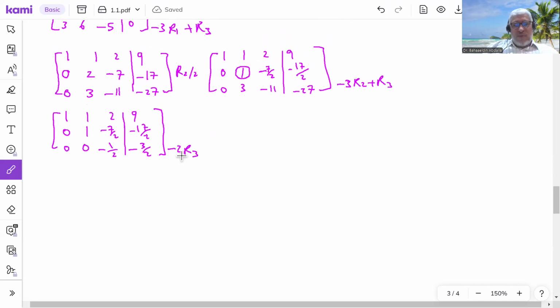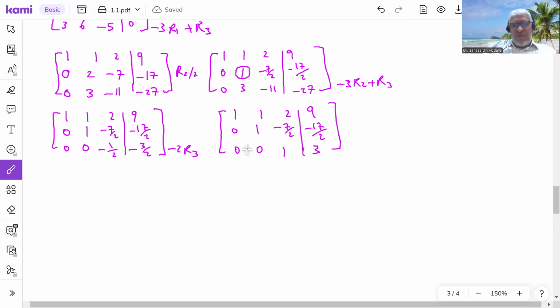So if I multiply row 3 by negative 2, I'll have this matrix 1, 1, 2, 9, and here 0, 1, negative 7 over 2 without change, and negative 17 over 2, and here 0, 0. Negative 2 times negative half, that's 1, and negative 2 times negative 3 over 2, that's 3.